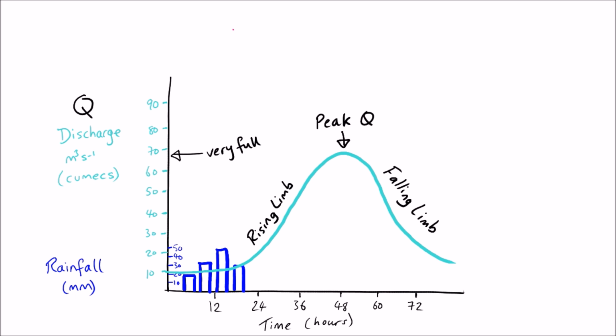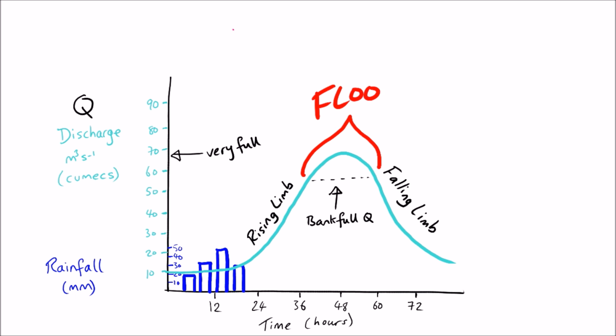You can see here how full the river can get, and in some cases it actually overflows its banks. You might see a little line on your storm hydrograph indicating the bank full discharge, and this would be when the river gets right to the top, and if it goes beyond that line it means there's a flood.